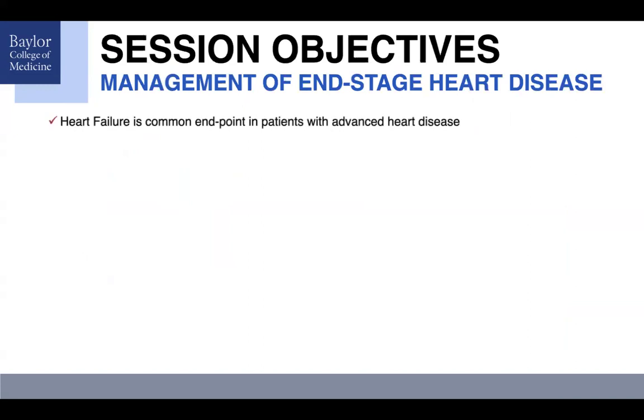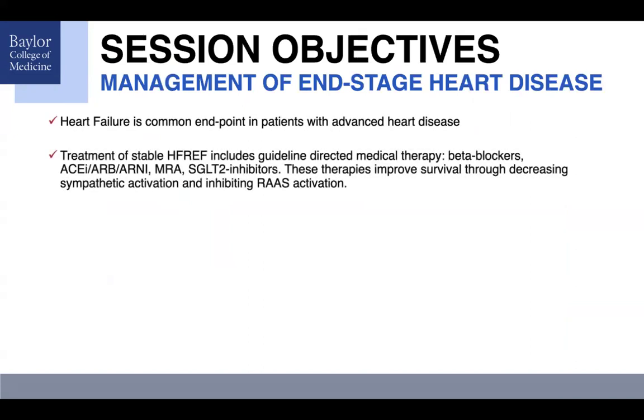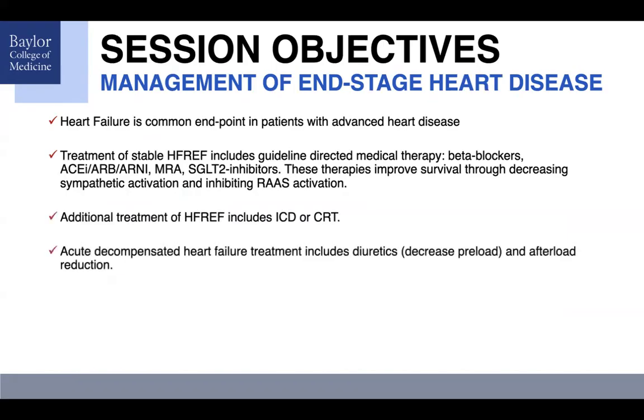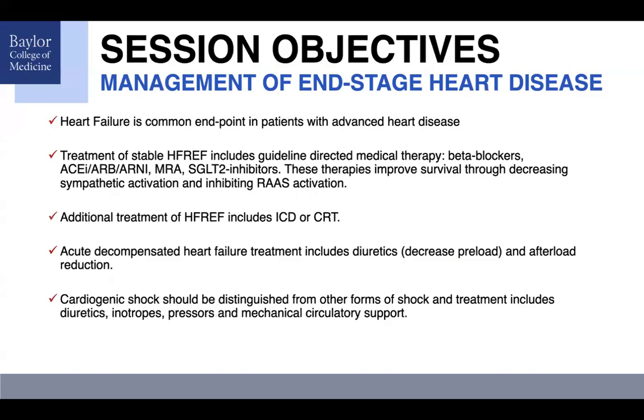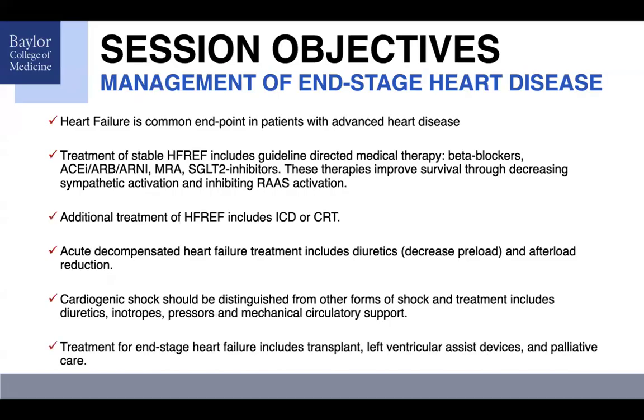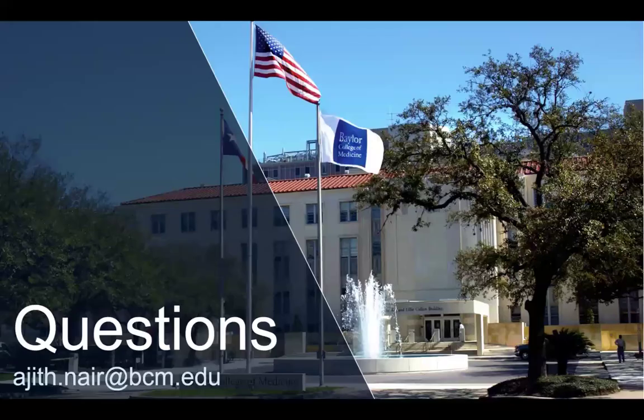All right, so I think heart failure is a common endpoint in patients with advanced heart disease. Treatment includes GDMT: beta blockers, ACE inhibitors, ARBs, ARNIs, MRAs, and SGLT2 inhibitors. These therapies improve survival through targeting neurohormonal mechanisms. Additional heart failure therapies include ICDs and CRT. Acute decompensated heart failure treatment includes diuretics and afterload reduction. Cardiogenic shock should be distinguished from other forms of shock, and the treatment includes diuretics, inotropes, pressors, and mechanical circulatory support to restore end organ perfusion. Treatment for end-stage heart failure includes transplant, left ventricular assist devices, as well as palliative care.